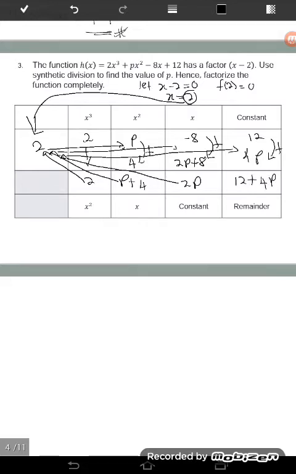Okay, so next, find the value of p. Since x minus 2 is a factor, the remainder should be equal to 0. So therefore we take 12 plus 4p is equal to 0. Solve for p. So we have 4p equal to negative 12, and p is equal to negative 12 divided by 4. So p is equal to negative 3.